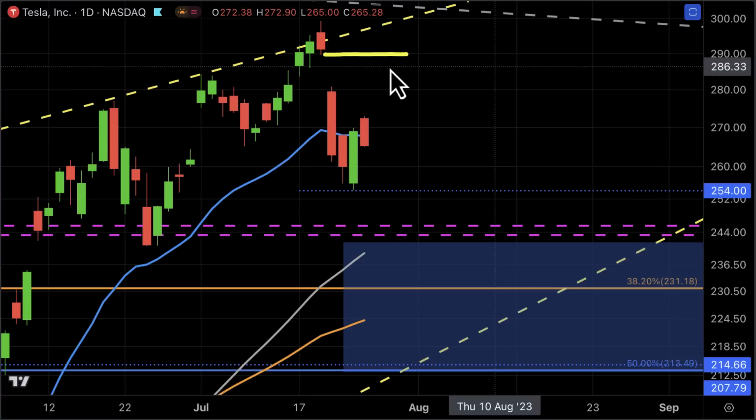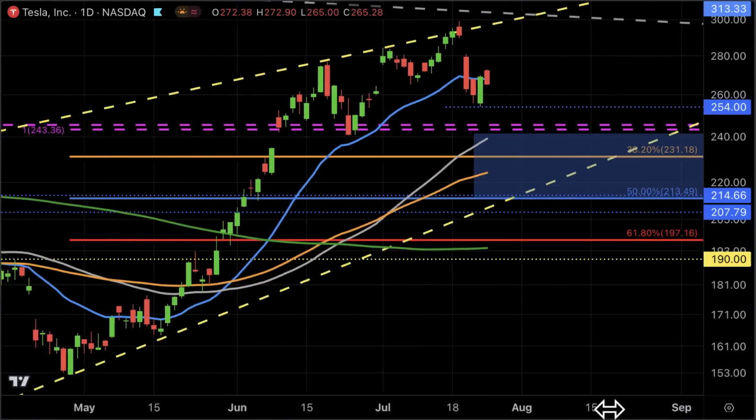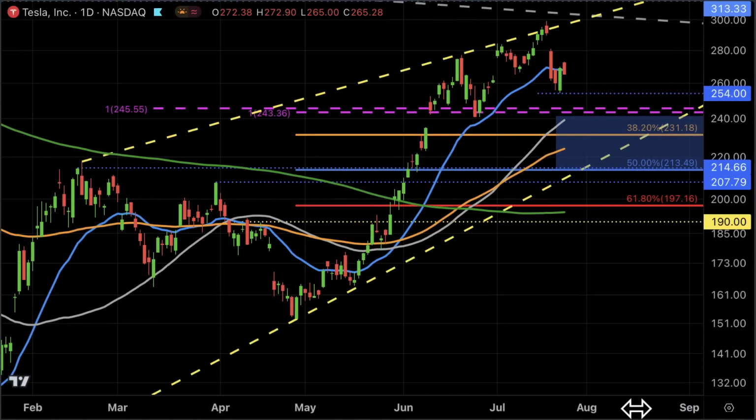Now, let me just say this. Even though I'm expecting a pullback, there's always a risk that Tesla could come back. Let me just zoom out a little bit more again. The question you might be asking is, couldn't Tesla just go back up and make another higher high? Yeah, it could. It's always possible. The risk is always there that Tesla could just go back and retest that high again. So I'm not denying that possibility. I just think it's a lower probability now.